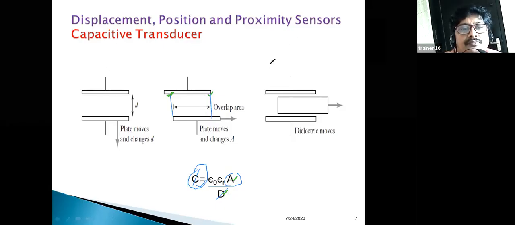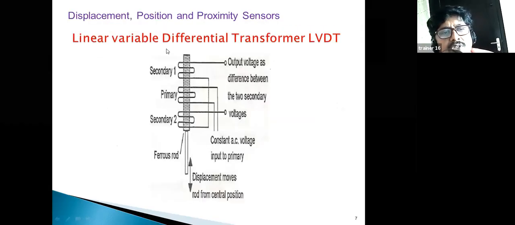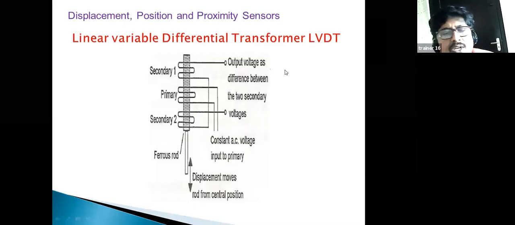Coming to the next one, the linear variable differential transformer. I will discuss it tomorrow.